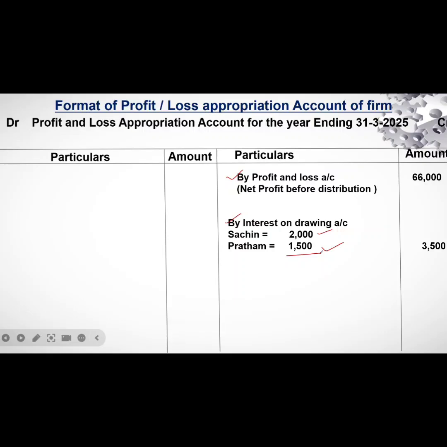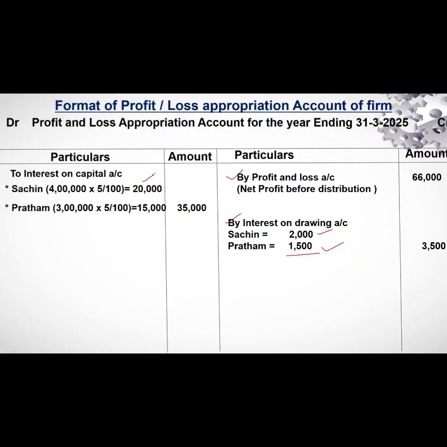Now moving on to the other adjustments, which are the expenses. So therefore it has to appear on the debit side of profit and loss appropriation account. In that, first one is interest on capital. We have already seen how to calculate interest on capital. So therefore, Sachin, after calculation, we got 20,000 and Pratham 15,000. So the total interest on capital, that is the total expense for the firm, is 35,000. So it has to be adjusted with the profit. So therefore, it appears on the debit side of profit and loss appropriation account.